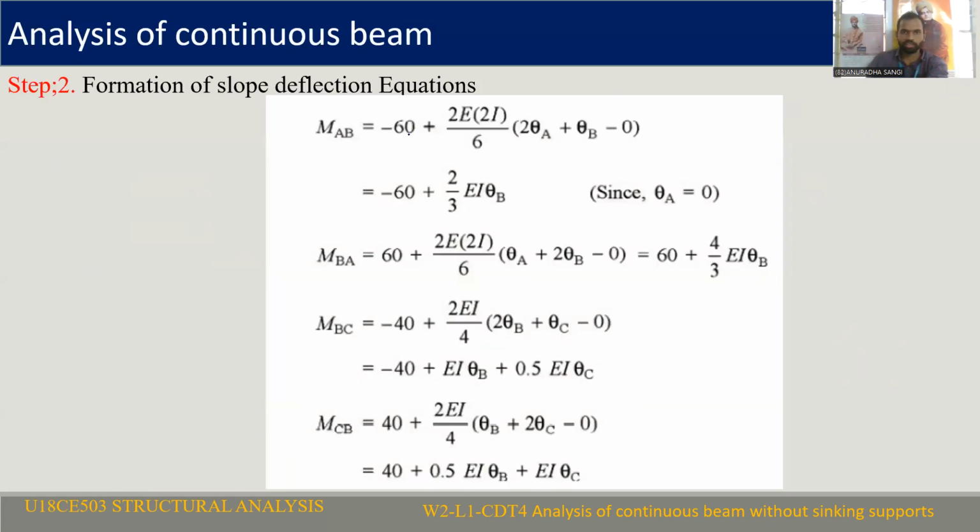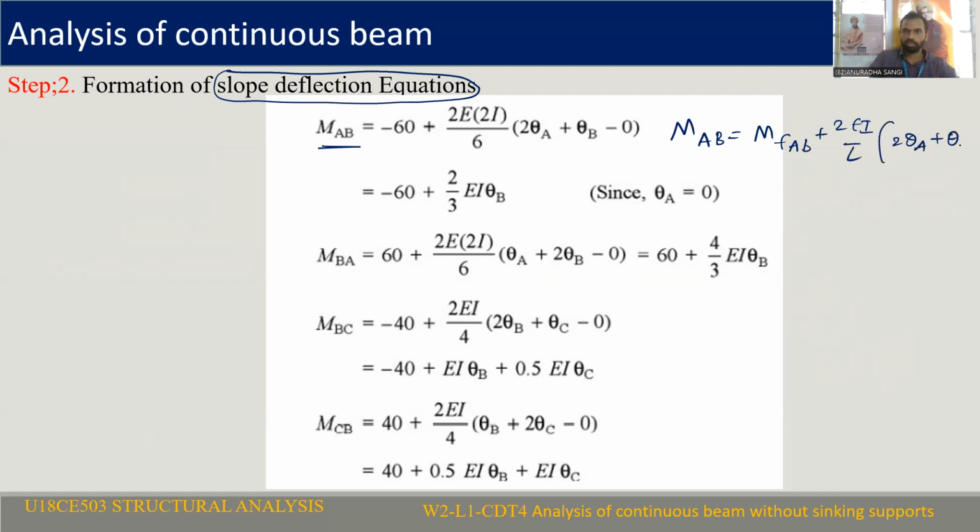Okay. So after calculation of the fixed moments, the second step is we need to develop the slope deflection equations. We have to write the slope deflection equation. MAB will be equal to MFAB plus 2EI by L into (2 theta A plus theta B minus 3 delta by L). So this is the slope deflection equation for the AB span.